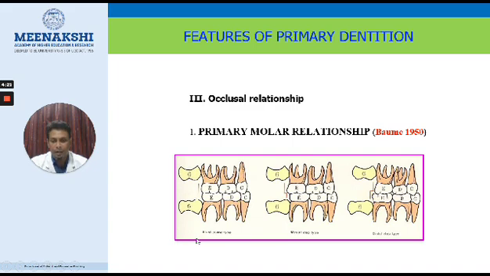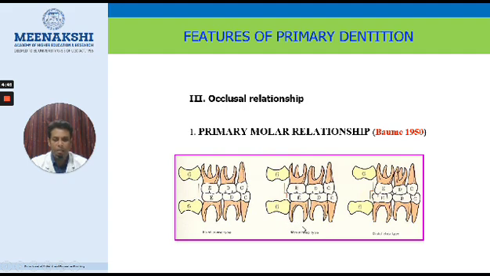Flush terminal plane is the plane wherein the distal surface of the maxillary second primary molar is in line with the distal surface of the mandibular second primary molar. There is no mesial or distal positioning of the teeth. This is called flush terminal plane and it occurs in the majority of the primary teeth.